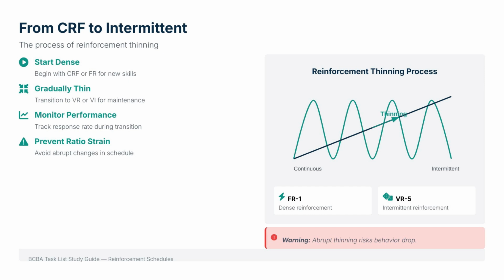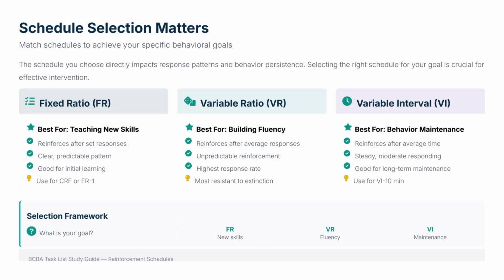Next, let's discuss strategic schedule selection. If your goal is teaching new skills, use FR. If your goal is building fluency and persistence, use VR. If your goal is long-term maintenance, use VI. The schedule you select directly shapes response rate and resistance to extinction.